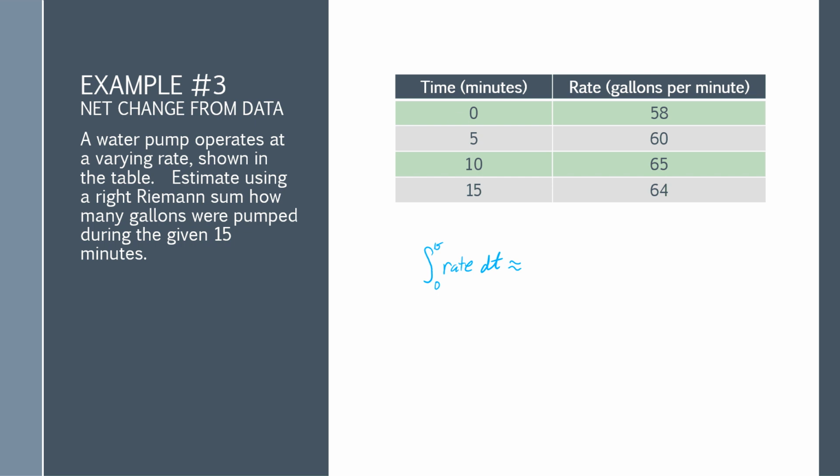So my first rectangle is from 0 to 5, so that's a width of 5. The right-hand side, the 58, is its height. For my next rectangle, from 5 to 10, that's a width of 5. The height is the right side, the 60. For the third rectangle, that's from 10 to 15, so a width of 5, and the right side gives a height of 65. And our rate was in gallons per minute, and dt is time, which is in minutes. So my units are gallons.